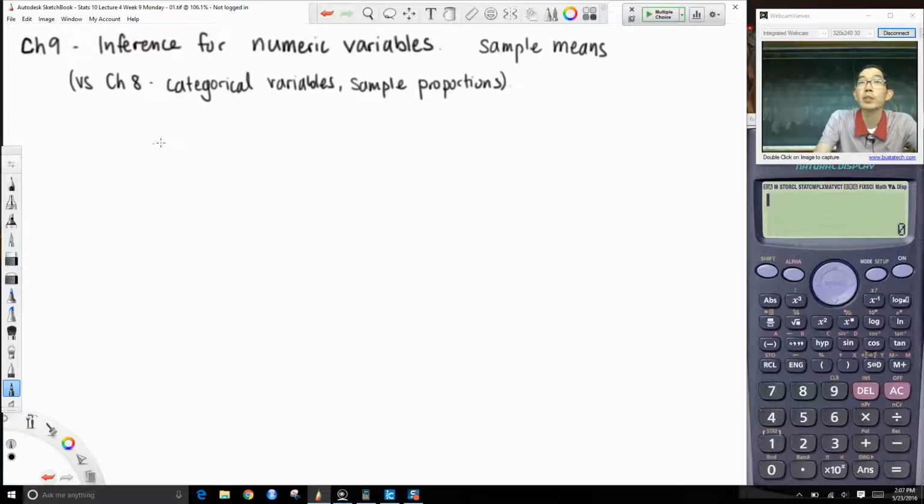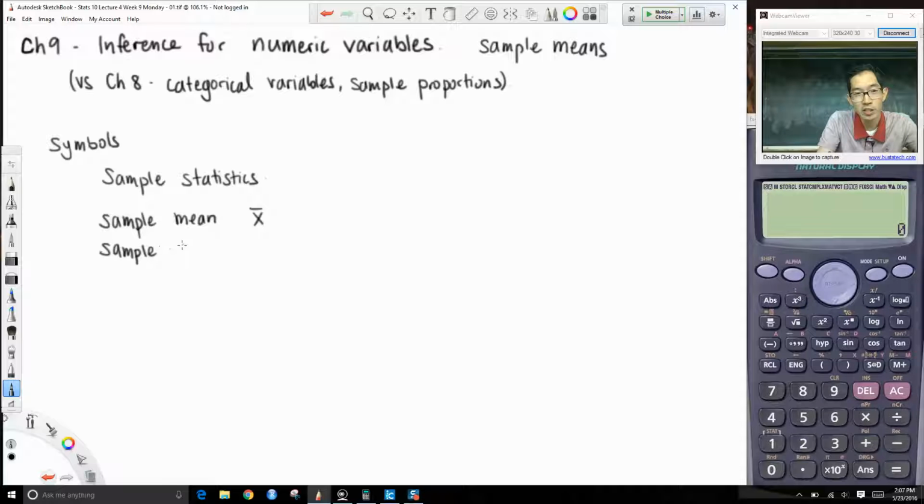Okay, so maybe we'll begin with just a few symbols for Chapter 9. We have sample statistics. As far as sample statistics go, we have the sample mean. And what symbol do we use there? Well, I just wrote it, X bar. And the sample standard deviation, which is what? S. Okay, good job.